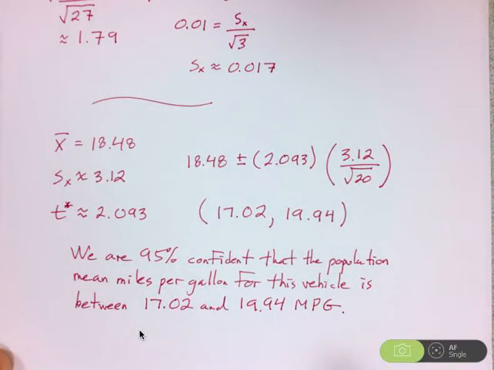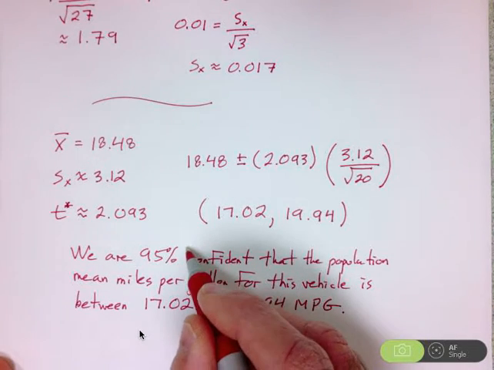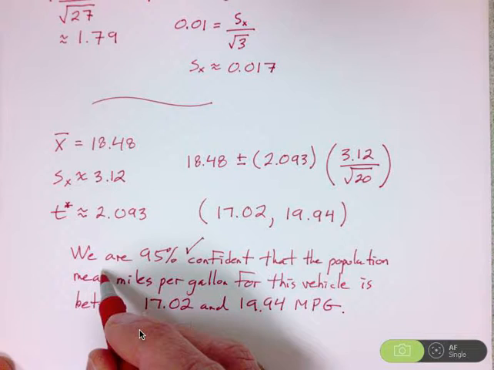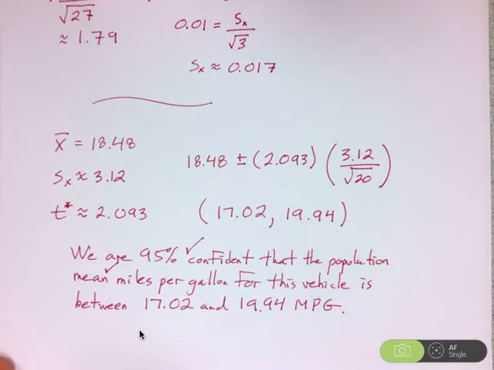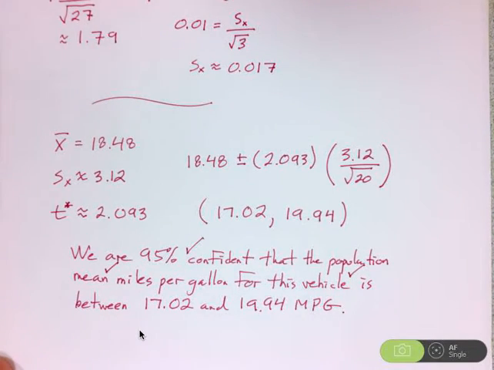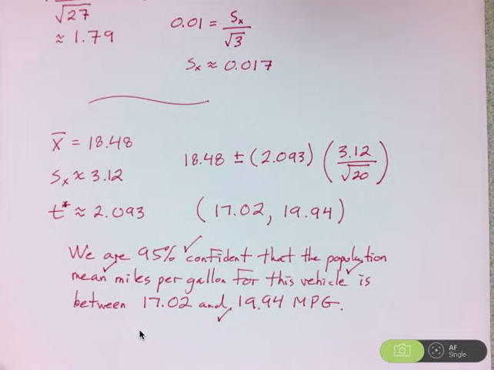So when you interpret a confidence interval, it's important to include the level. It's important to describe what you are trying to capture. I'm trying to capture the true mean mileage for this vehicle, so it needs to be done in context. And then you need to include your lower and upper boundaries also. That's a complete interpretation of that confidence interval.